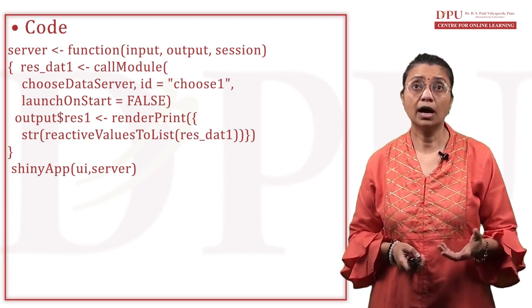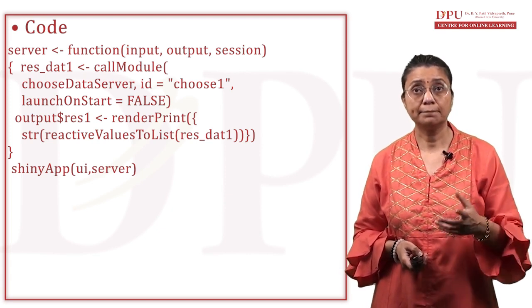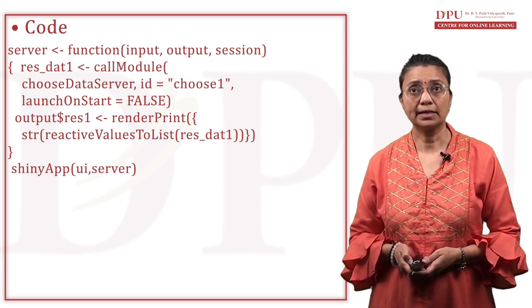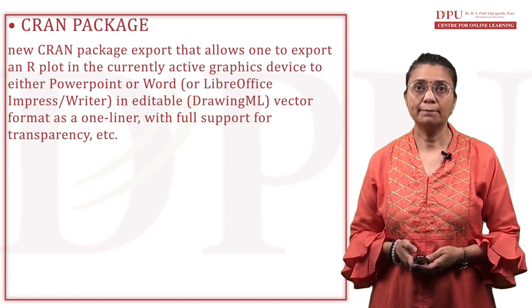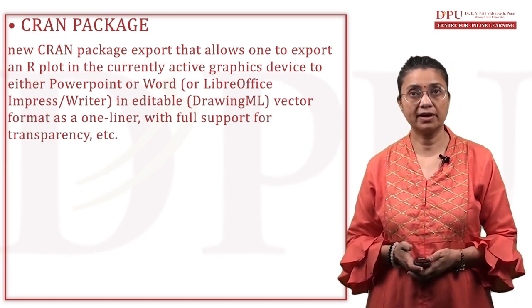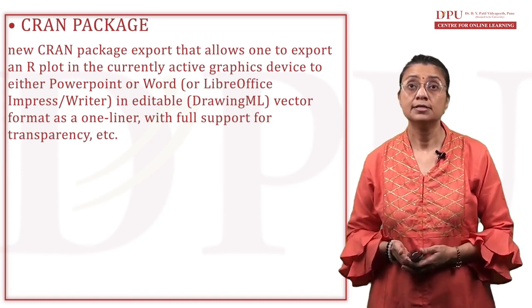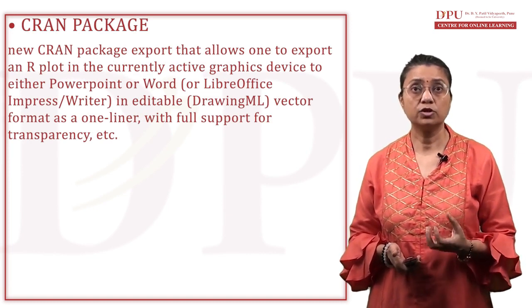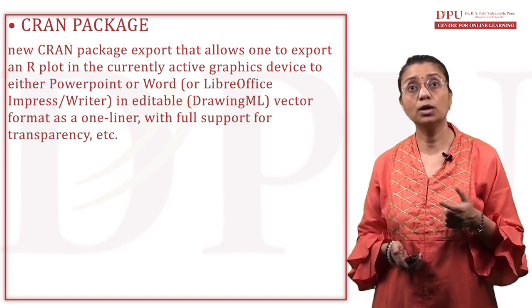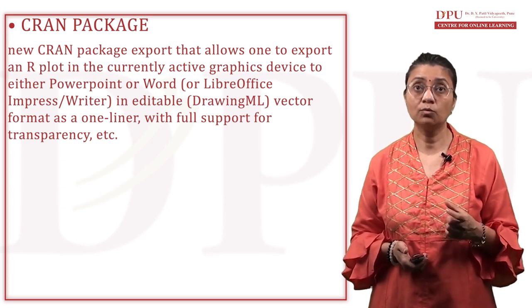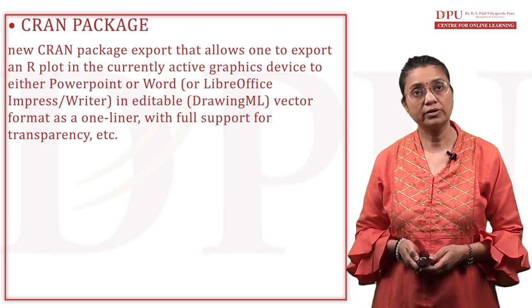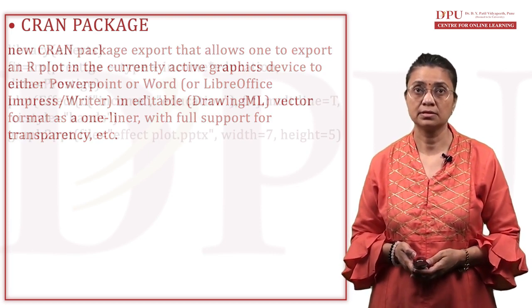So that's about how we can install a particular program and we can have some important functions in the Esquisse package. CRAN package. New CRAN package export that allows one to export an R plot in the currently active graphics device to either PowerPoint or Word. So basically, the idea is that the CRAN package export allows one to export an R plot into PowerPoint, or it can be into a Word document, or it can be into a drawing, or a one-liner with full support for transparency. So that is what the CRAN package is.